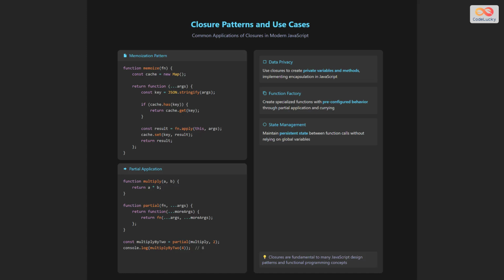Closures are used for data privacy by creating private variables and methods. They help in creating function factories by creating specialized functions using partial application and currying. And lastly, closures are used for state management, to maintain persistent state between function calls without relying on global variables. Closures are a fundamental part of JavaScript design patterns and functional programming.